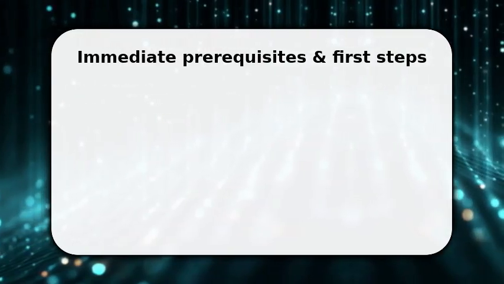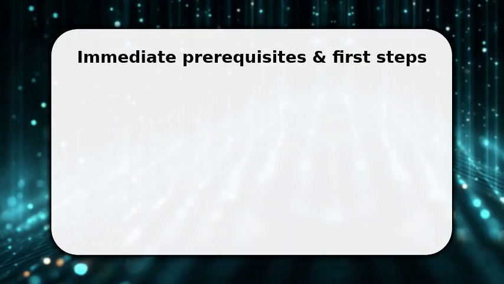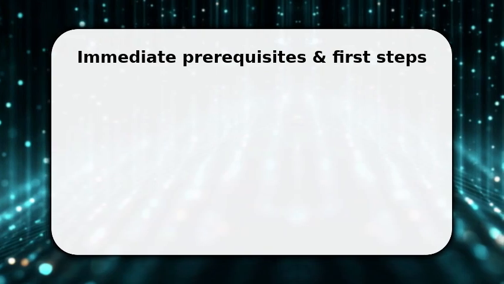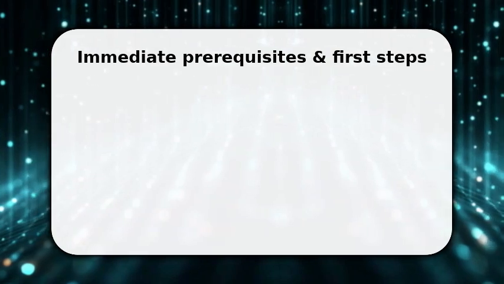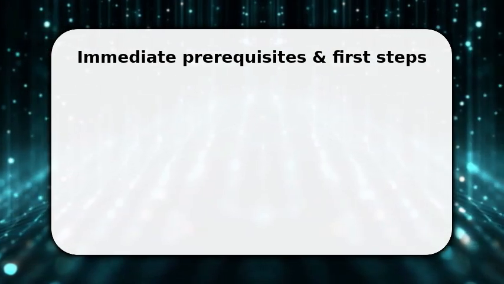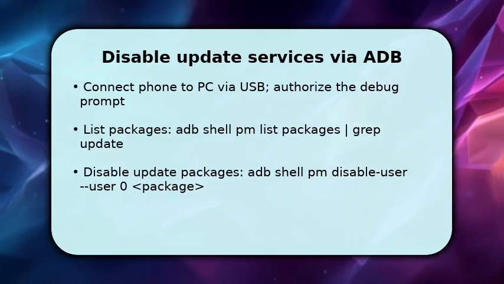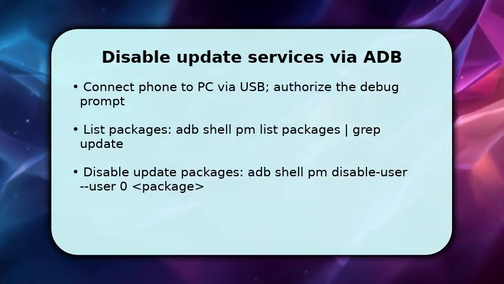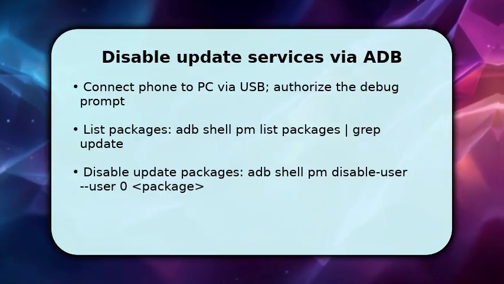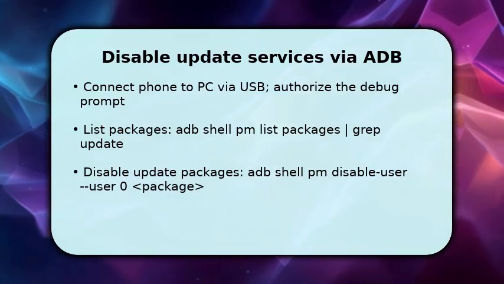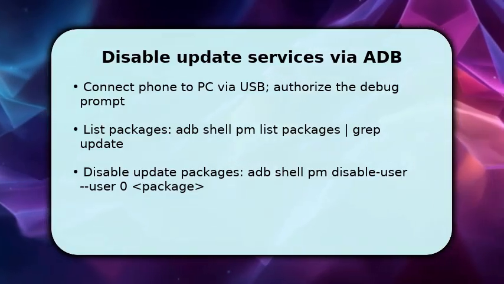These steps are essential because the only reliable way to stop forced updates uses ADB level changes, so don't skip them. Now you'll identify and disable the update services. Connect the phone to your PC, accept the USB debugging authorization, and open a terminal. First, list packages with commands like adb shell pm list packages | grep update to find installer and update services.